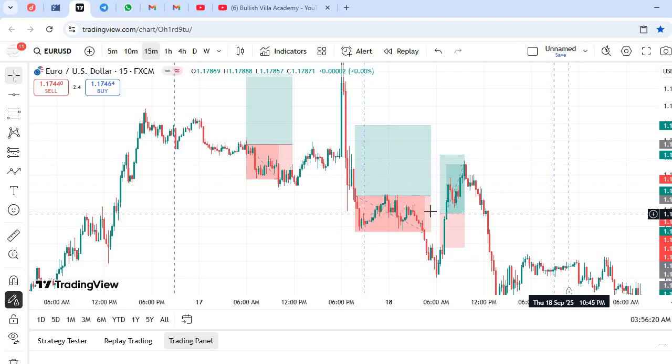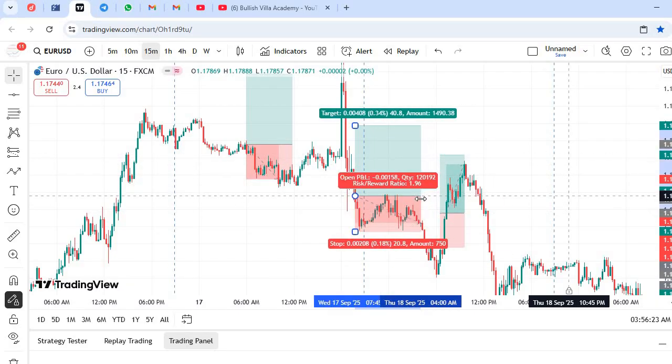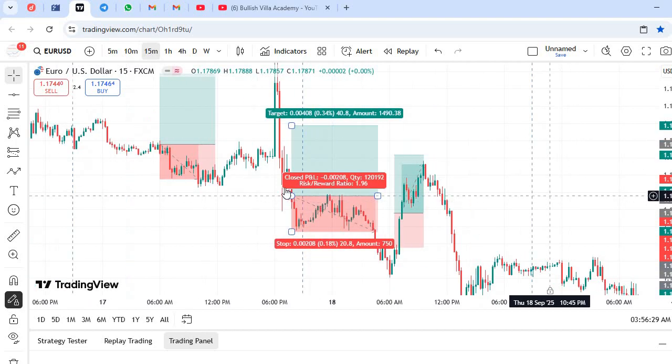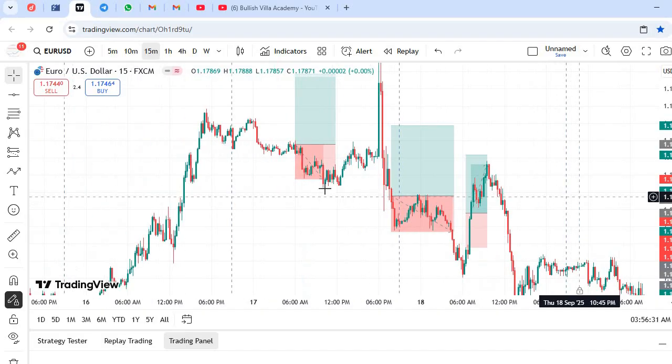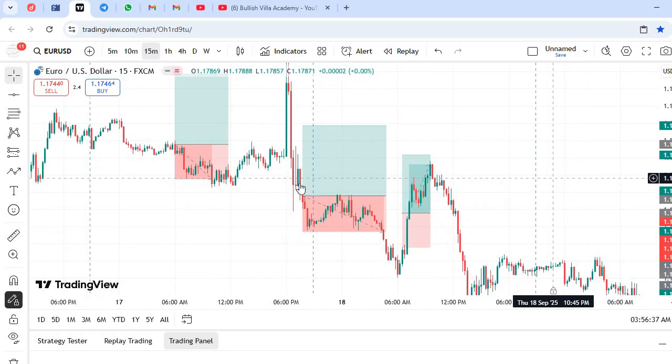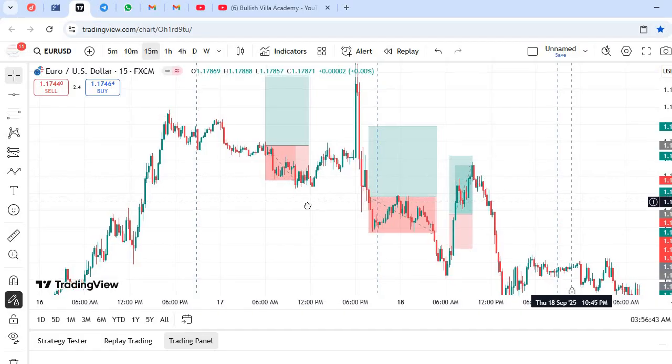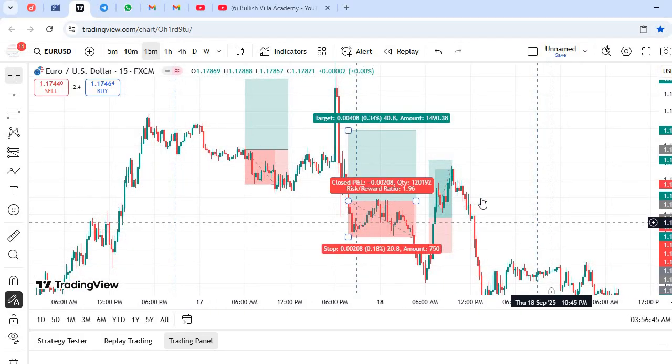There was a rejection, because of this liquidity sweep here, and we had this bullish candle here. So that was what led me to take the buy here. I took the buy here, but the market took me out.